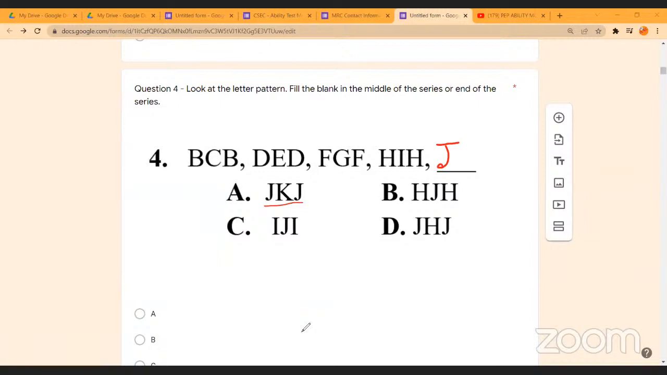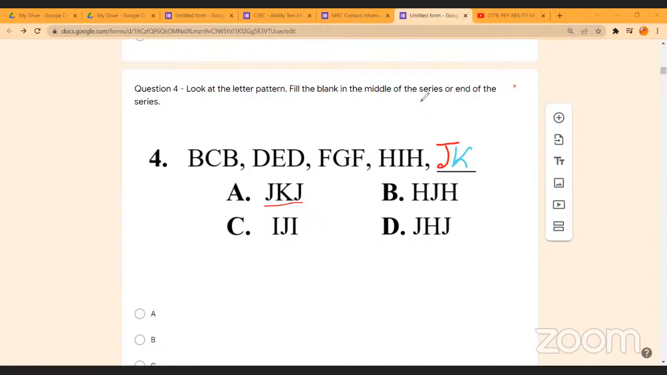From C to E, you skip out D. From E to G, you skip out F. From G to I, you skip out H. And from I to K, you skip out J. So what comes after K? K. Good job.